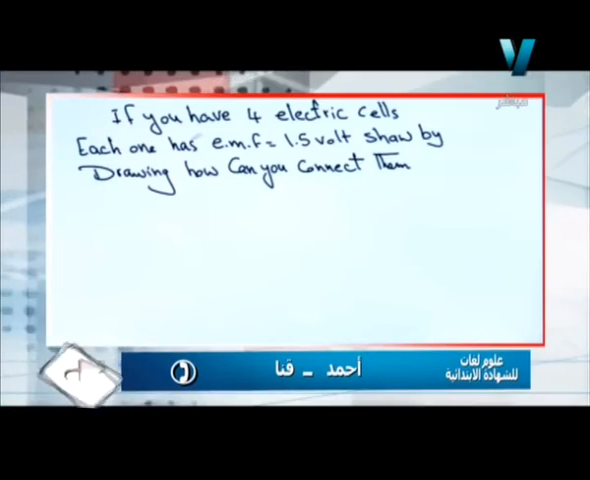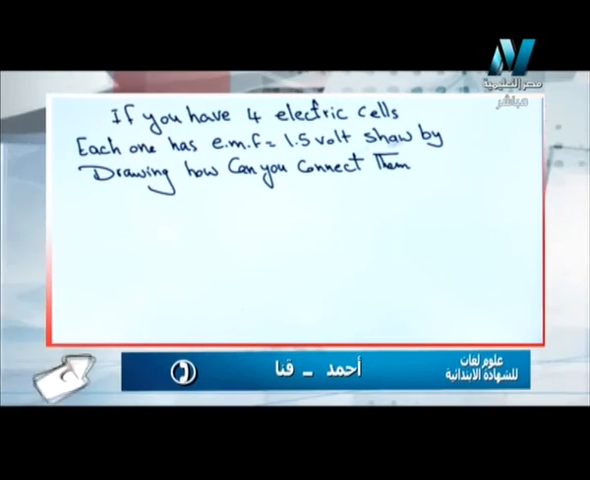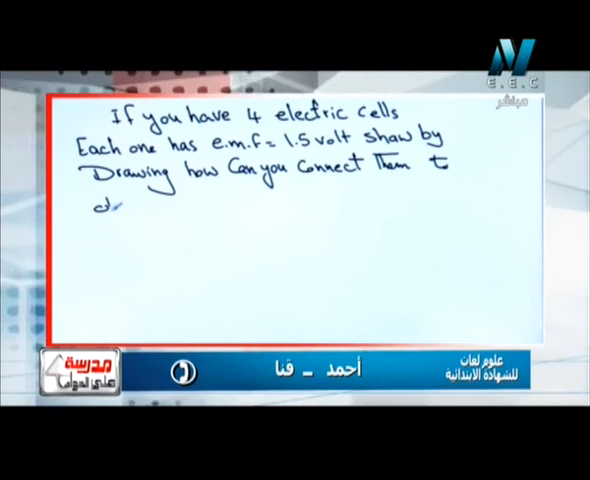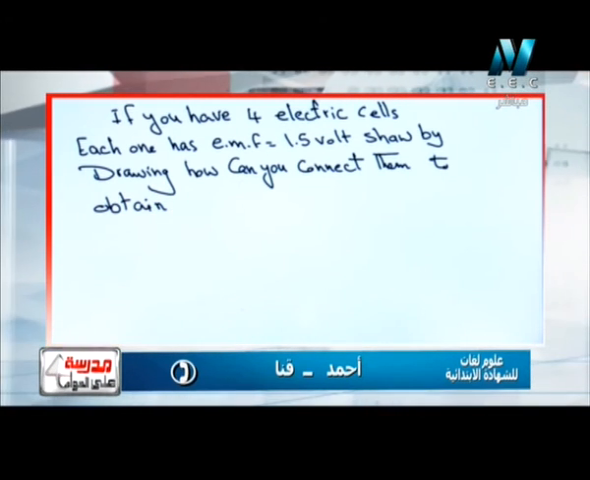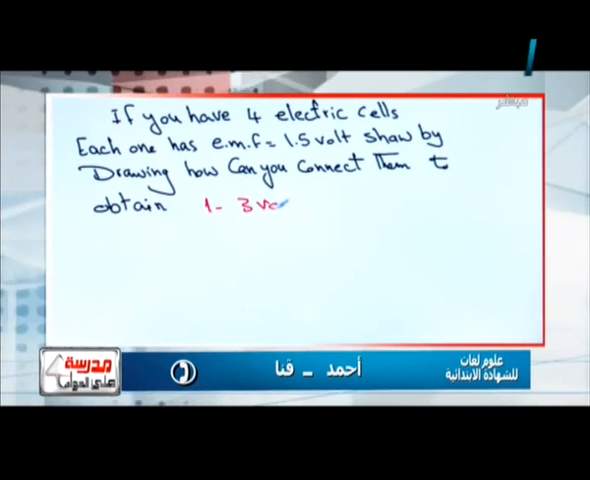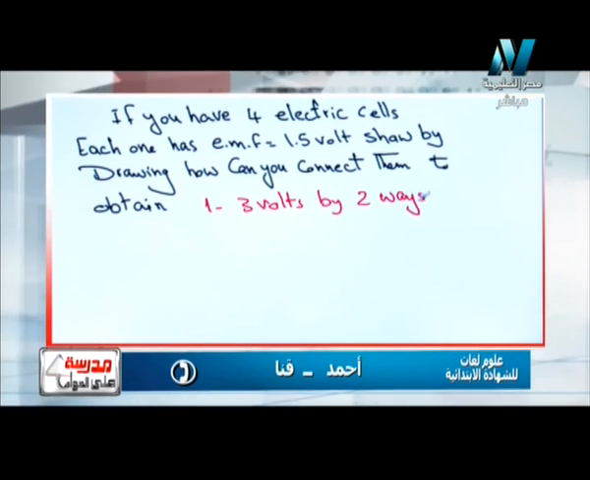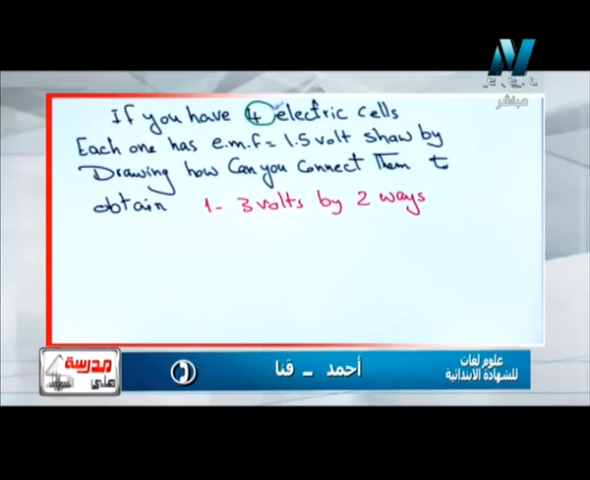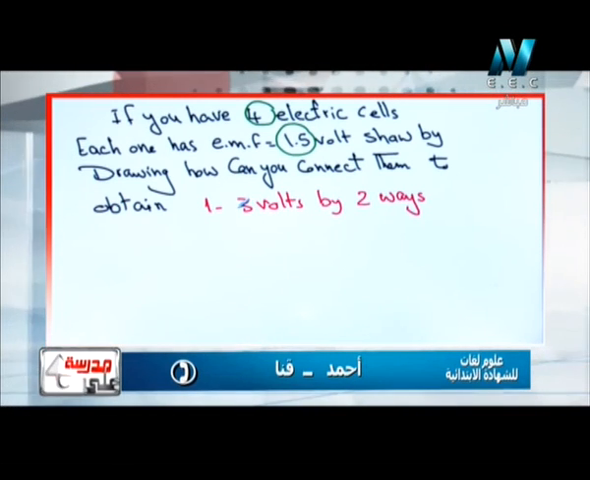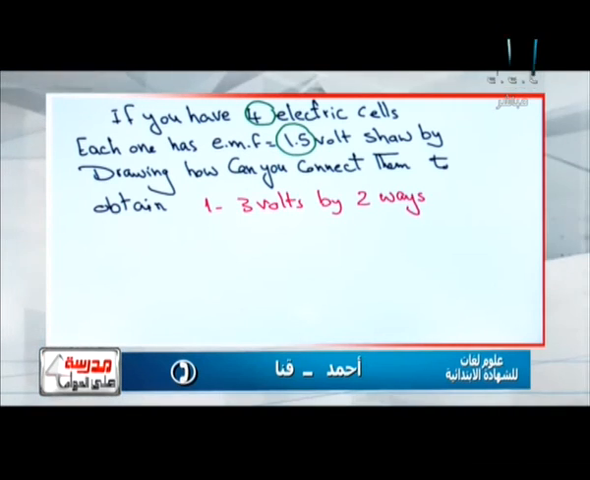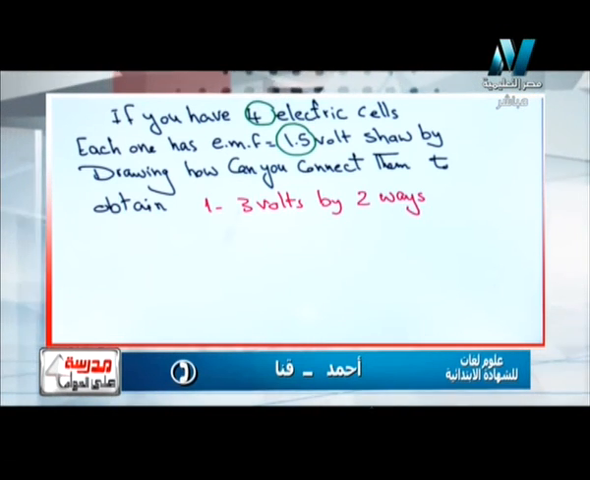Let's go together. It says here: if you have 4 electric cells, each one has electromotive force 1.5, show by drawing how you can connect them to obtain, I will start with the more difficult one, number 1, 3 volts by 2 ways. Be careful, they are 4 cells, each one has 1.5 volts. We will make the four batteries into 2, 2 in parallel and 2 in parallel, and we will connect them in series.